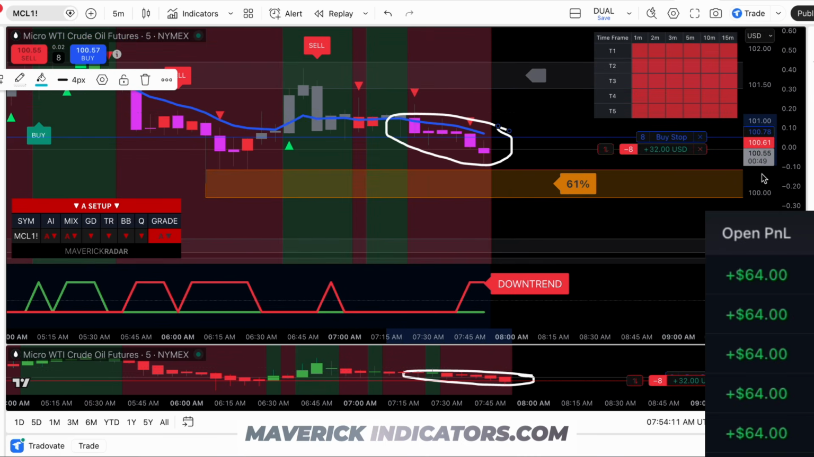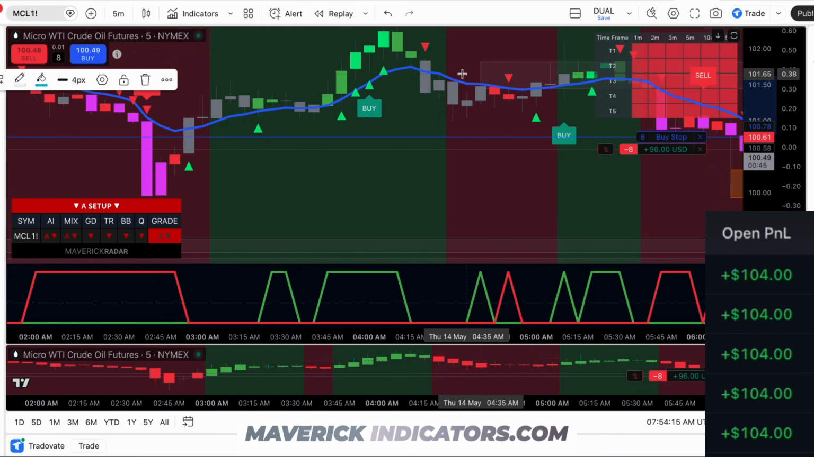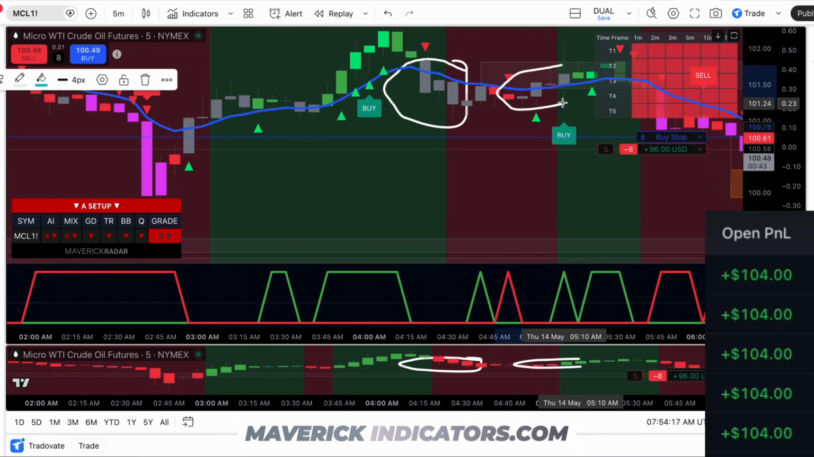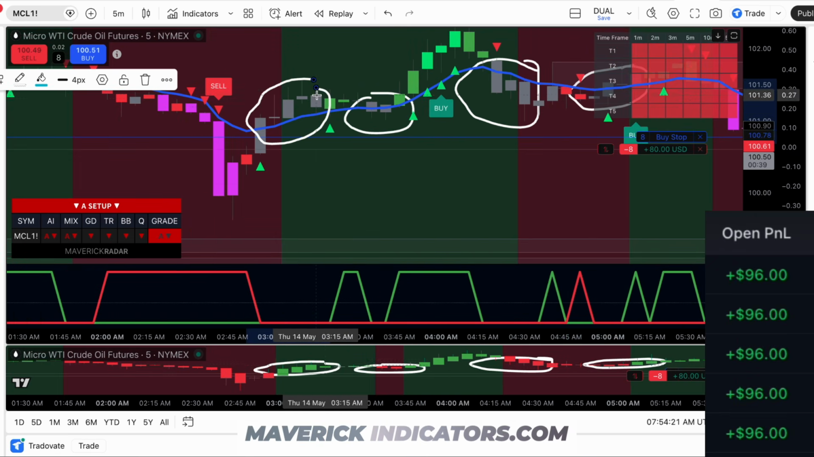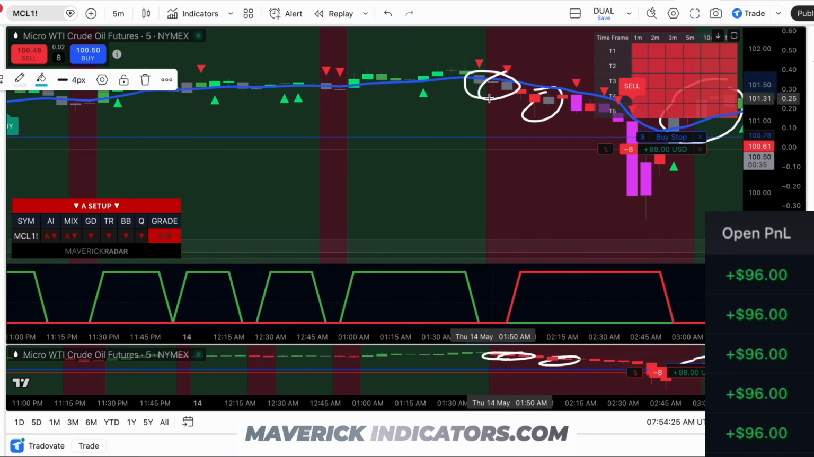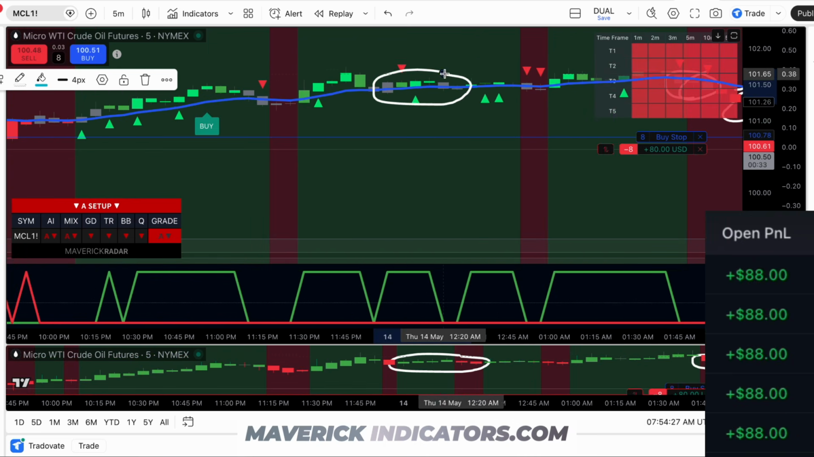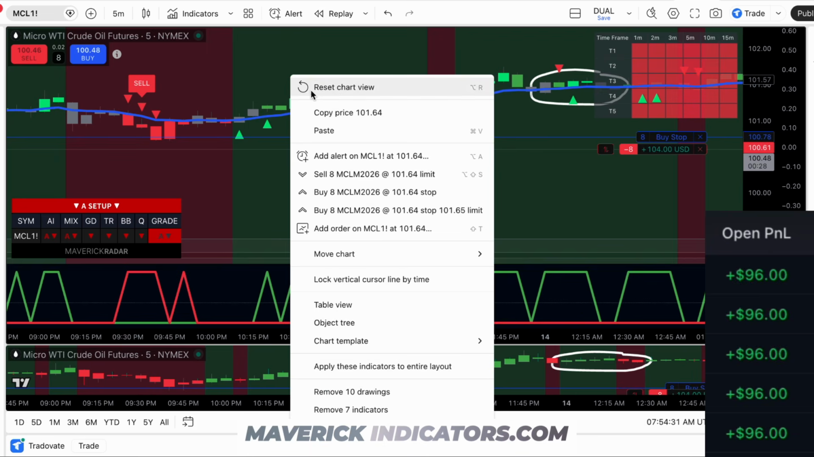How do I stay out of chop? Don't get into gray candles. Don't get into gray candles. I mean, it's crazy. Don't do it.